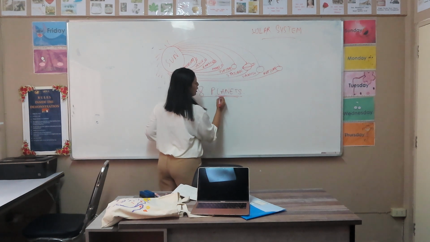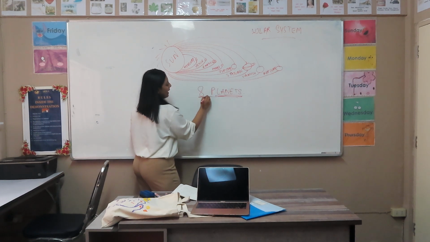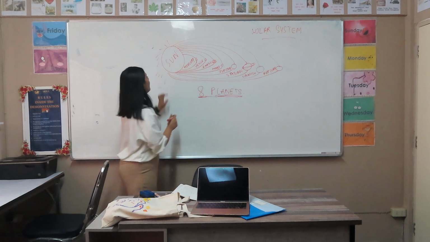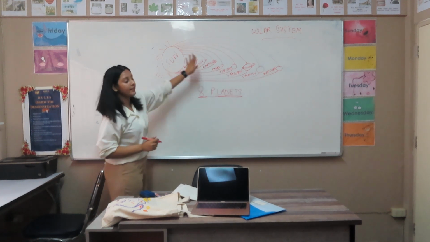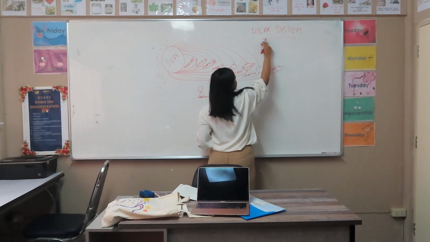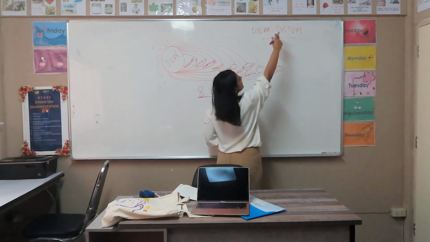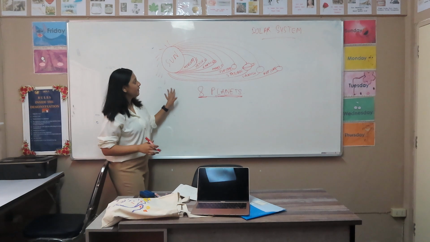What are these called? Planets. How many planets did we count? Eight planets, right? Eight planets. What is this? The sun. And what is this total thing called? Full complete thing? Solar system. Good. Everyone? Written? Very good.